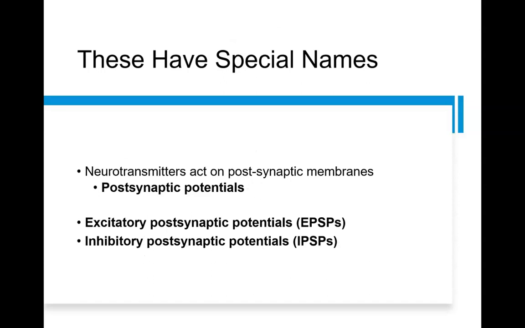Now, these have special names. Part of the reason for this is because of neurotransmitters. Basically, when you take certain types of drugs, these neurotransmitters are going to act on postsynaptic membranes, basically receiving neurons. So we have a neuron that's sending a message. The postsynaptic membrane is the cell that is receiving the message. So we often refer to these as postsynaptic potentials. We have what are called excitatory postsynaptic potentials, or EPSPs. Again, these are depolarizing local potentials.